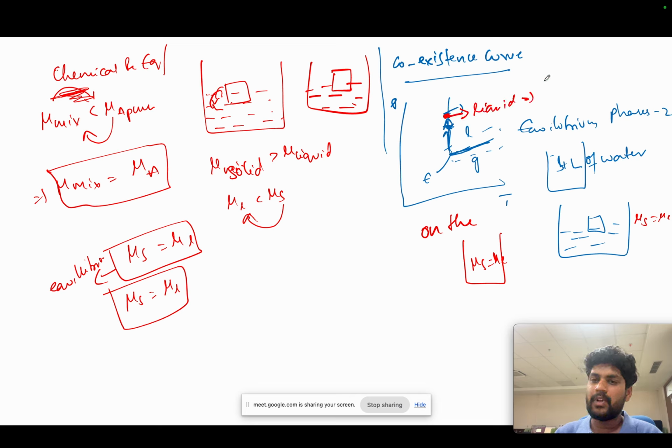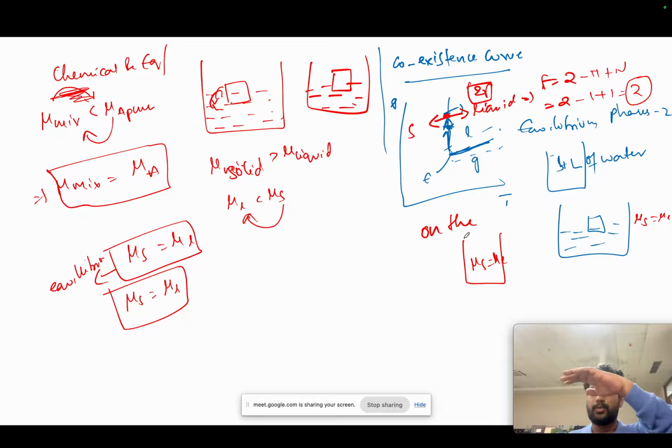Then the degrees of freedom will be F equal to 2 minus pi plus n. It will be nothing but 2 minus 1 phase plus 1. It will be 2, so the degrees of freedom is 2. If you decrease the temperature, it will go to the solid.